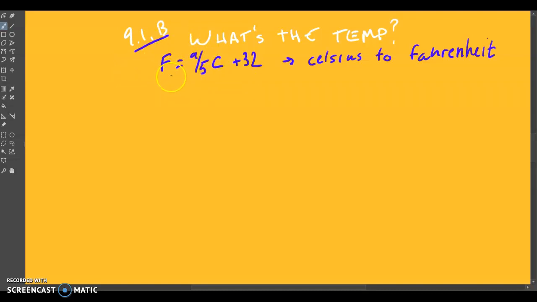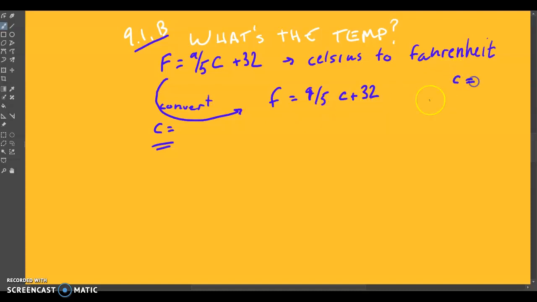Now, because of what we learned yesterday, we can actually take this formula and flip it so that it tells us how to get Celsius equals. So if we're given Fahrenheit and we want to convert to Celsius, we can change this equation to go the other way. And watch how this works. All right, we'll start with our equation. F equals 9/5 C plus 32. And what we are trying to do is get this to say C equals.